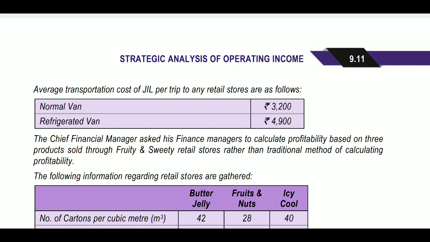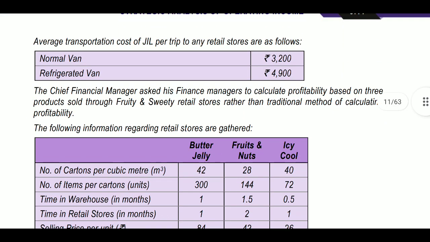And 4,900 for the refrigerated one. So for this they provided the cost. If you know the value, for whatever 3,200 they provided, if you know the value, divided by value, we will get the cost per trip.